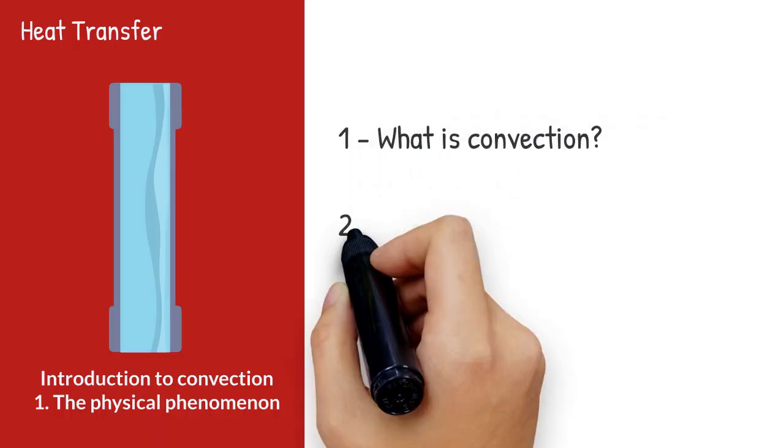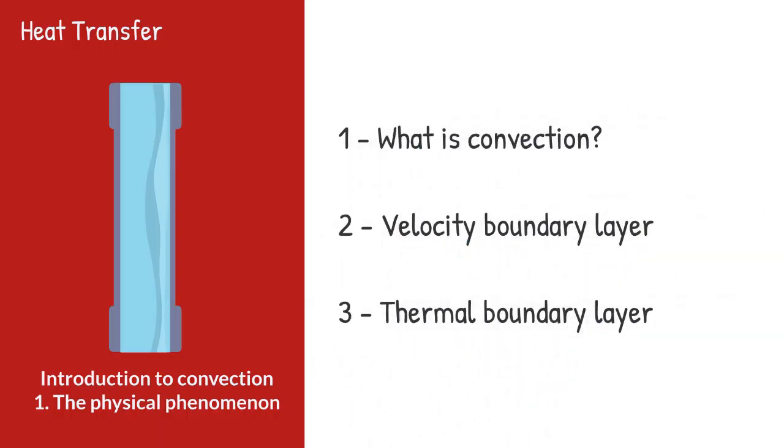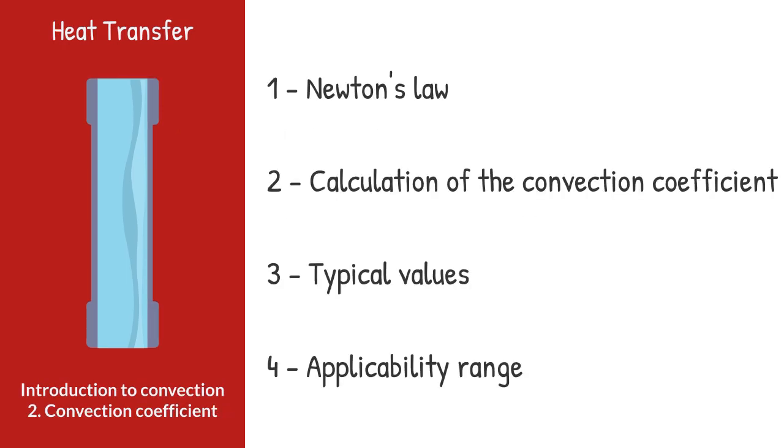In the first lesson, we have seen the physical phenomenon of convective heat transfer, the different types of convection, the velocity boundary layer and the thermal boundary layer, as well as what the convection coefficient is. How is it calculated? What are the typical values? And what is the range of applicability of the formulas to calculate it?